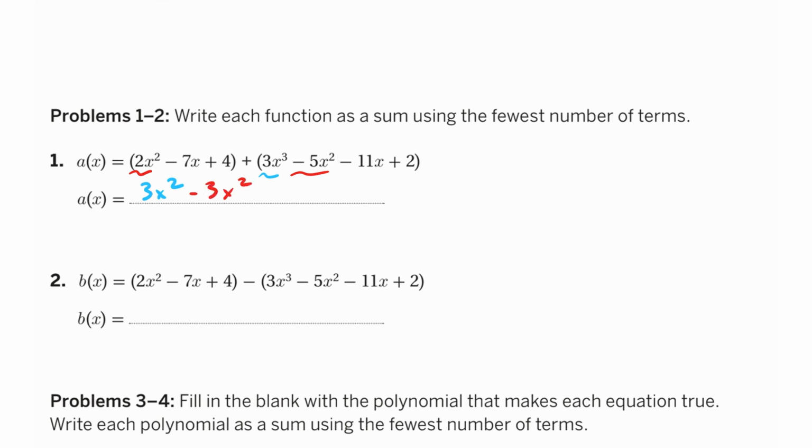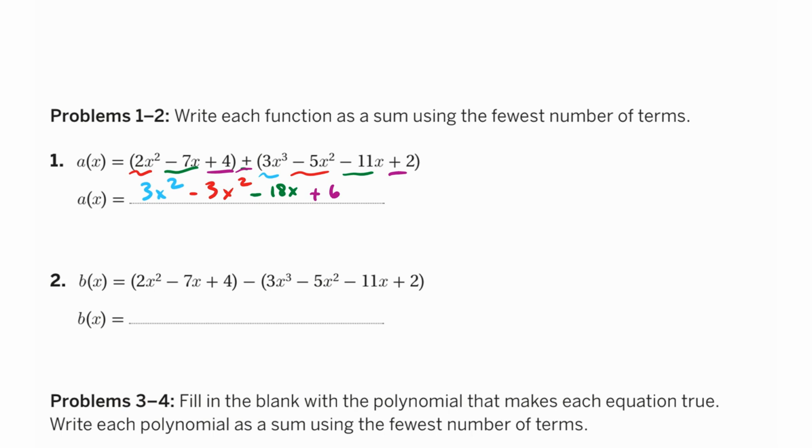Then we got power of 1, negative 7x plus a negative 11x is negative 18x. And then lastly, we got positive 4 plus positive 2, which is just 6.